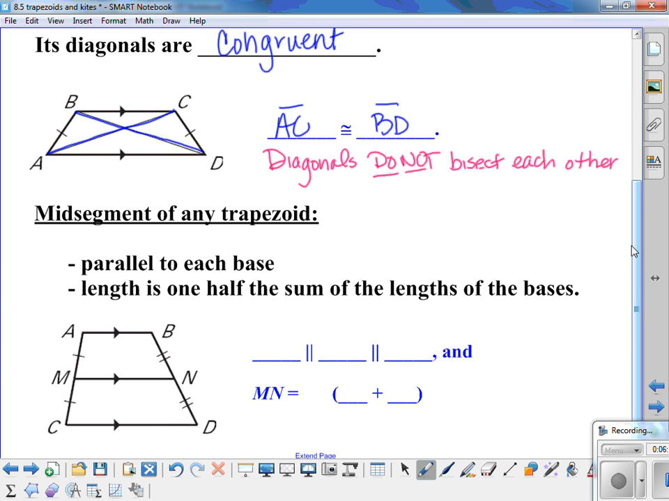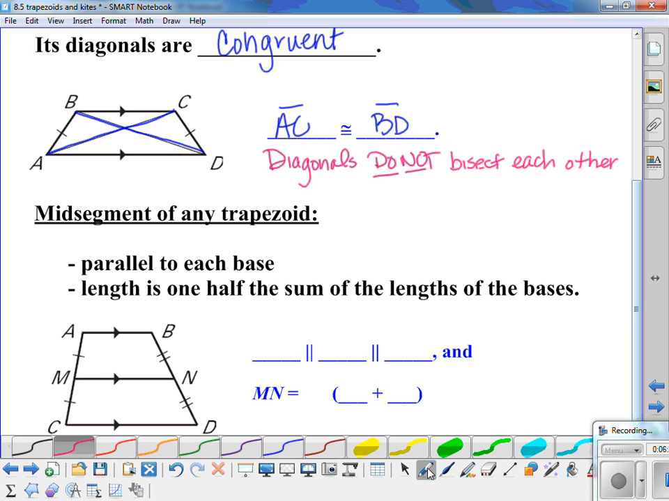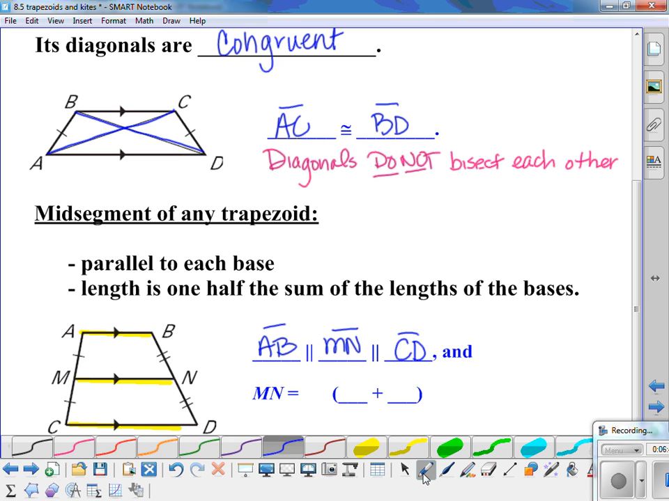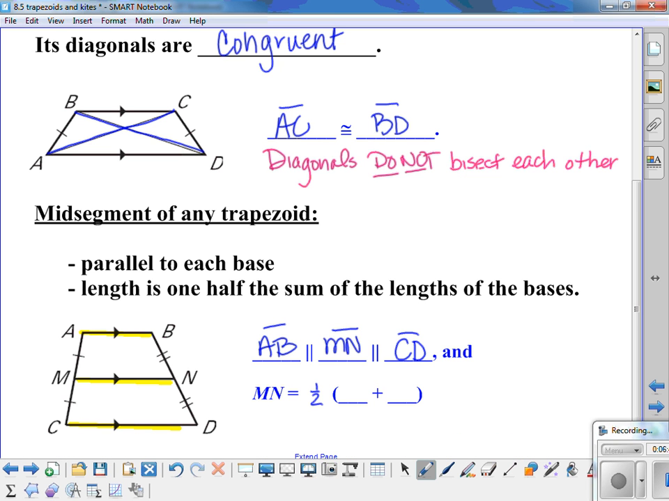When you have the mid-segment of any trapezoid, so now we're not talking about isosceles, we're talking about any trapezoid, the mid-segment is going to be parallel to the two bases. So that means that those three lines are parallel. AB is parallel to MN and parallel to CD. And the length is half the sum of the lengths of the bases. So the length MN is going to equal 1/2 of AB plus CD.